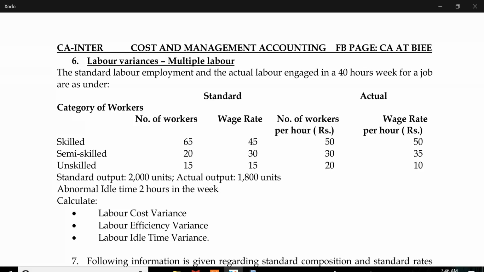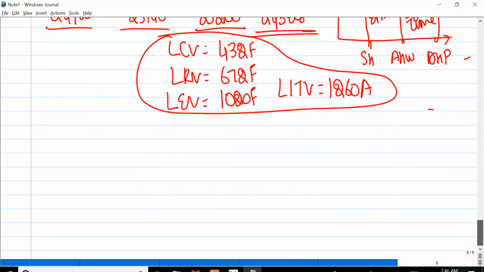Now coming to this question, is it a single labor, multiple labor? Multiple labor, skilled, semi-skilled and unskilled, with or without idle time? With idle time. There's an abnormal idle time, 2 hours in the week. So let's start. Put the chart first.